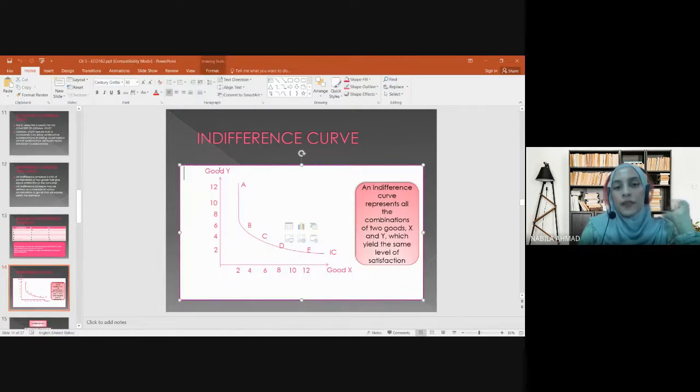So this is the indifference curve. You see here, good Y and good X. So the indifference curve is downward sloping atau kita katakan convex lah bentuknya. Meaning, if you want to consume more X, so we will consume less Y.